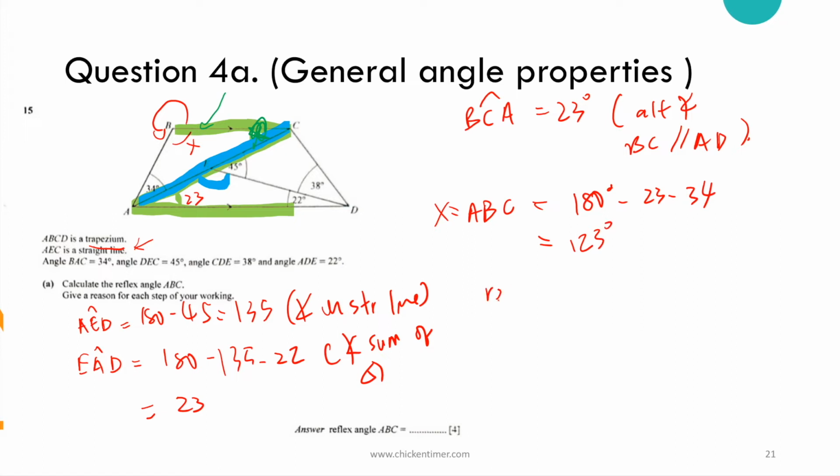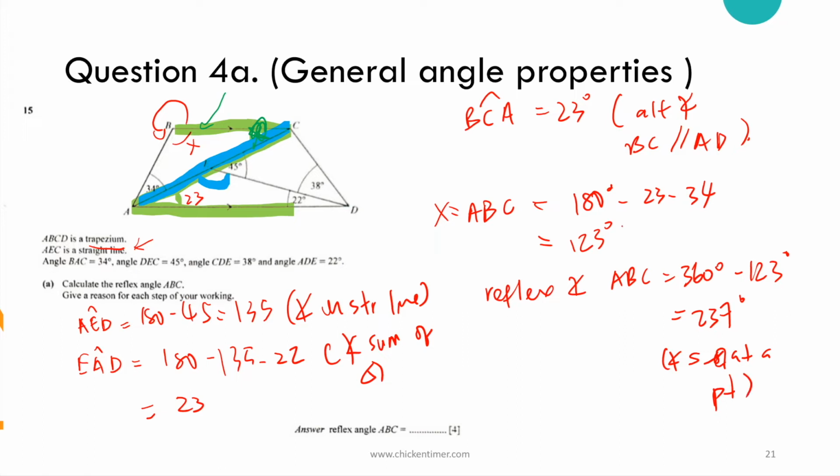And reflex angle ABC will be 360 minus 123, 237. Angles at a point, and this is angle sum of triangle.